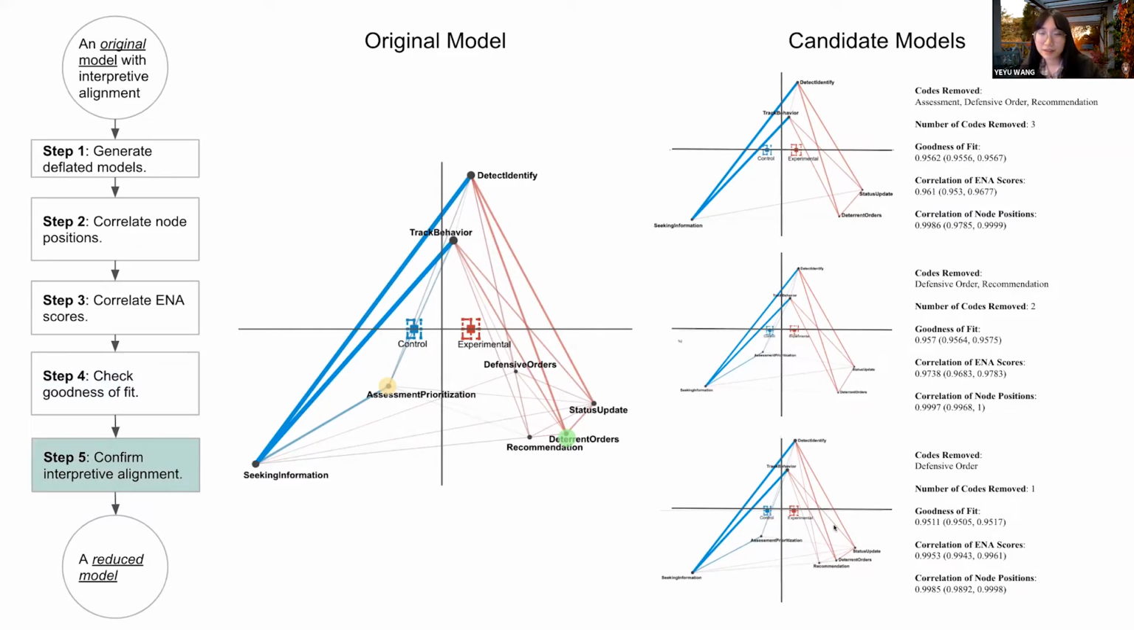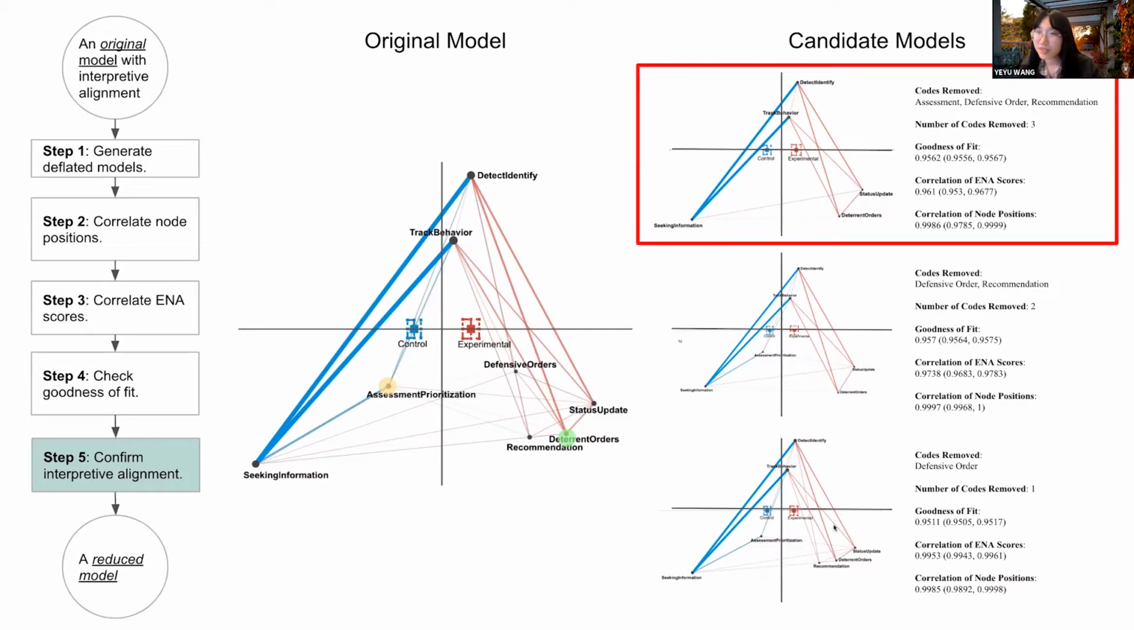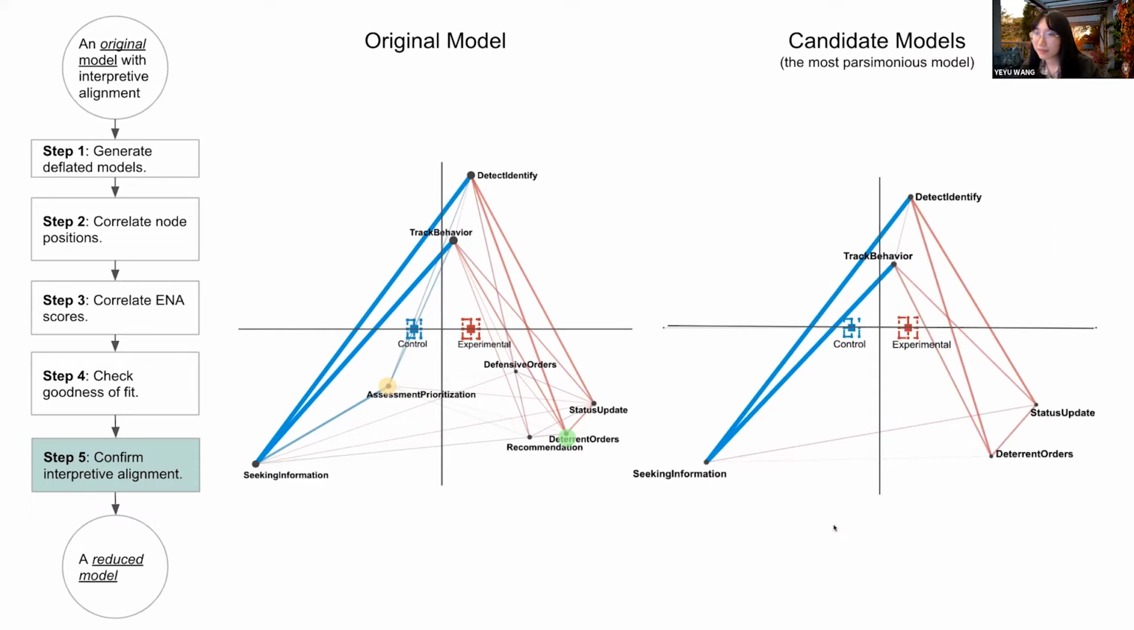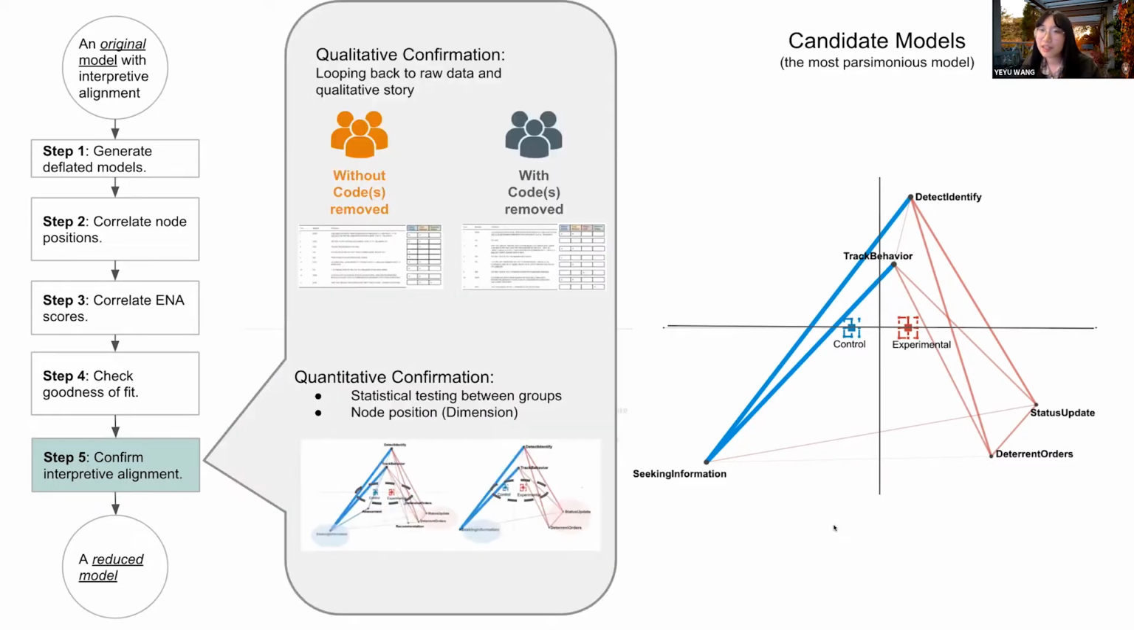Then we started to confirm the interpretive alignment one by one. We start with the most parsimonious candidate model, which means it has the fewest codes left in the model. This deflated model removed assessment, defensive order, and recommendation compared to the original model. We checked the qualitative and quantitative perspectives to see whether the interpretive alignment is maintained.